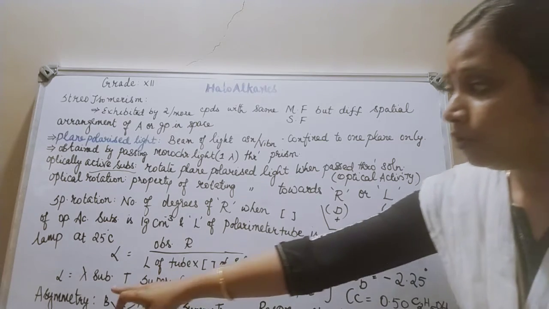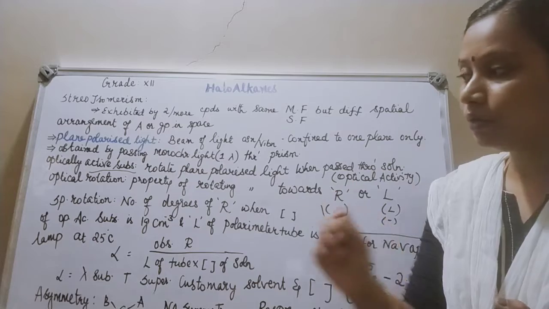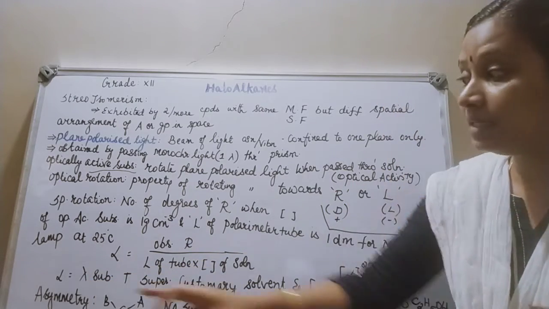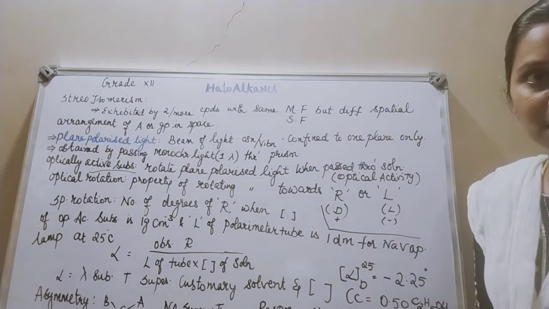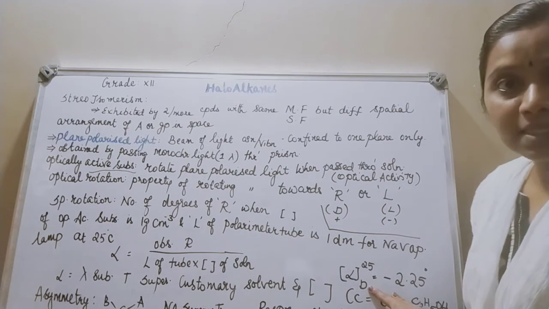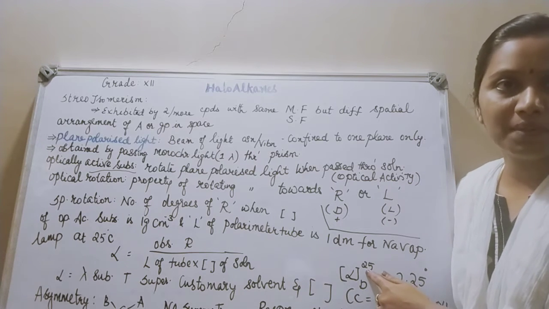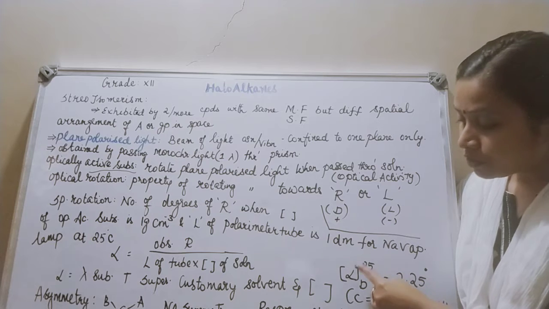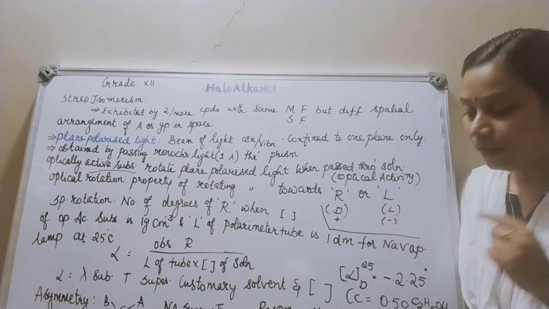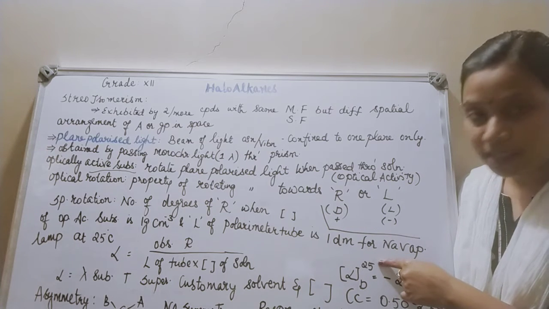While expressing specific rotation, the wavelength should be represented as a subscript. Do you know what a subscript is? So the wavelength should be represented in subscript. And what about the temperature, children? The temperature should be represented as a superscript. So while indicating specific rotation, you need to follow 2 rules: the wavelength in the subscript and the temperature in the superscript.